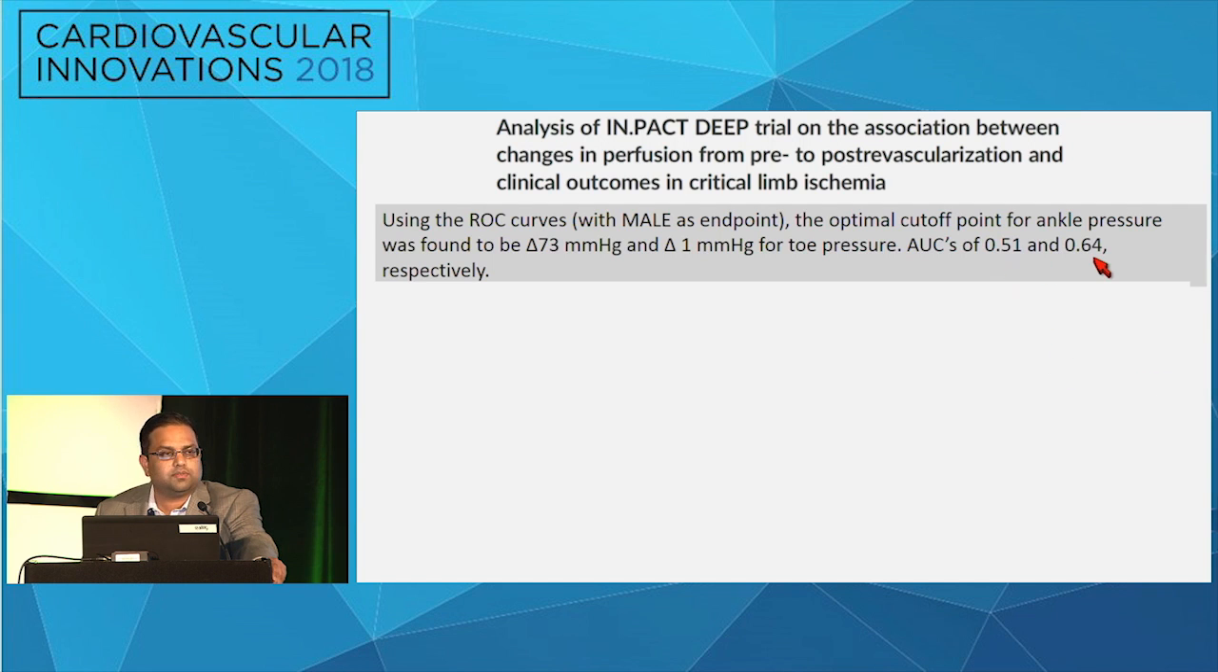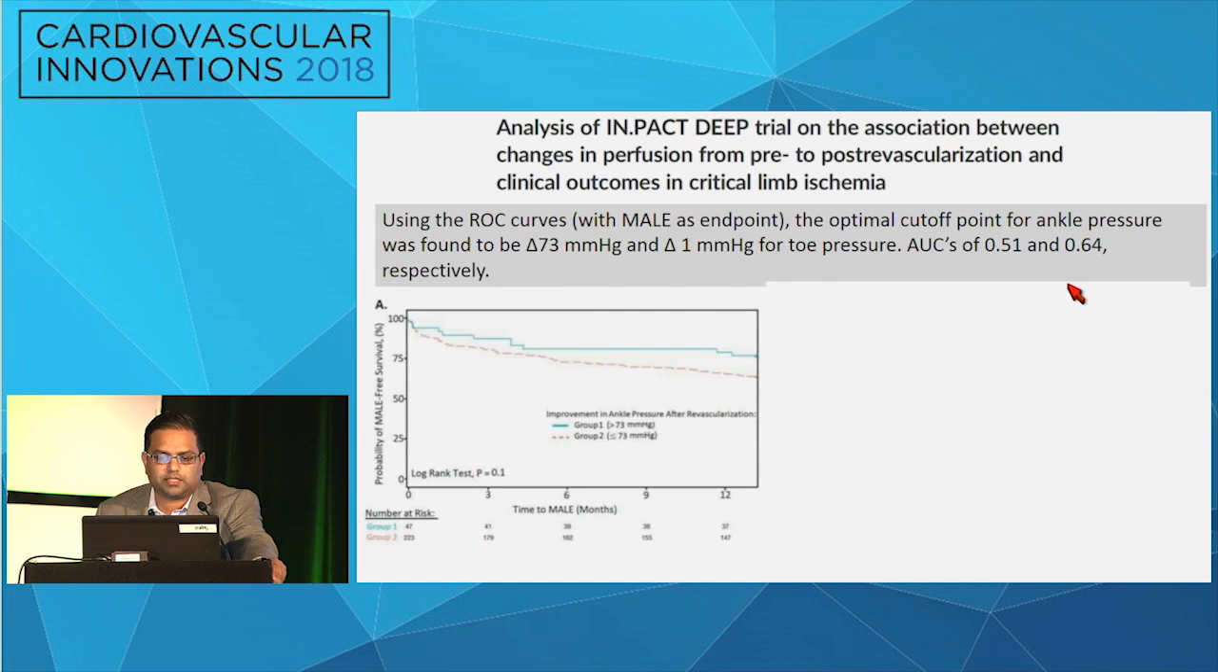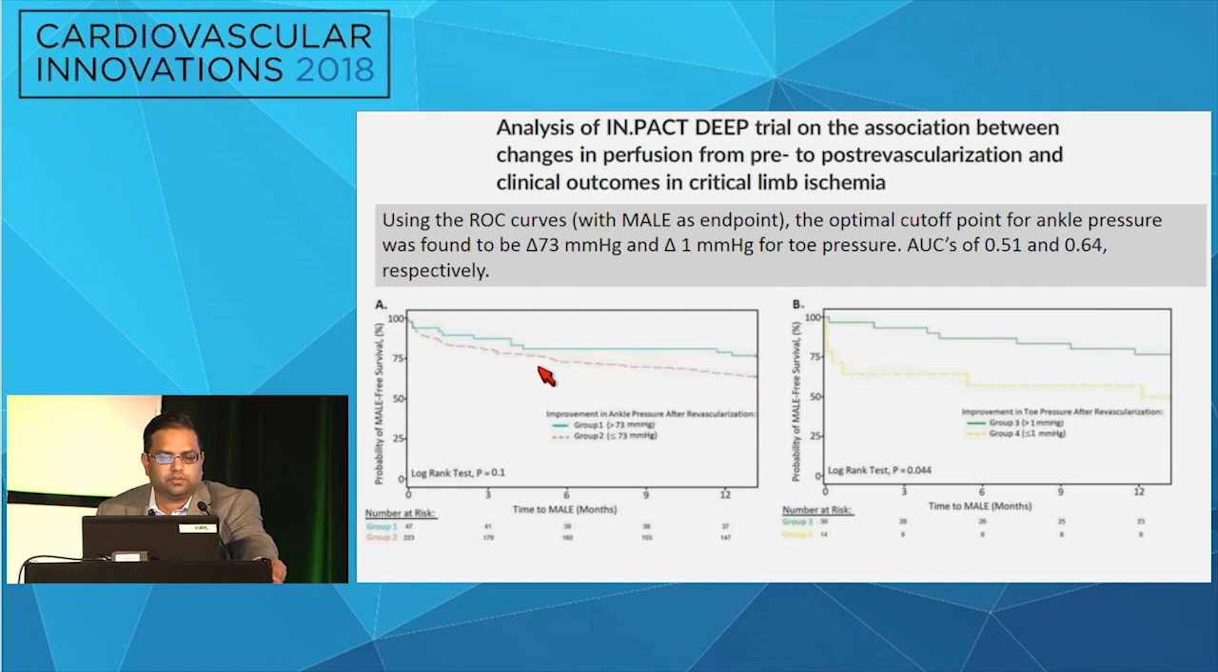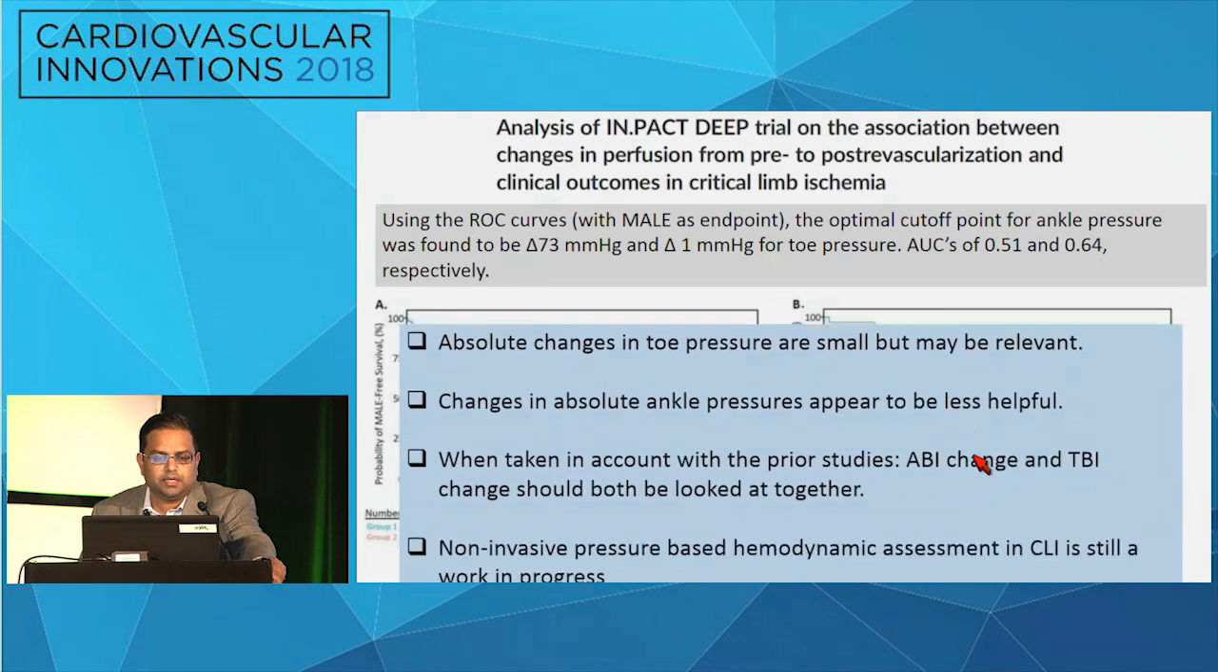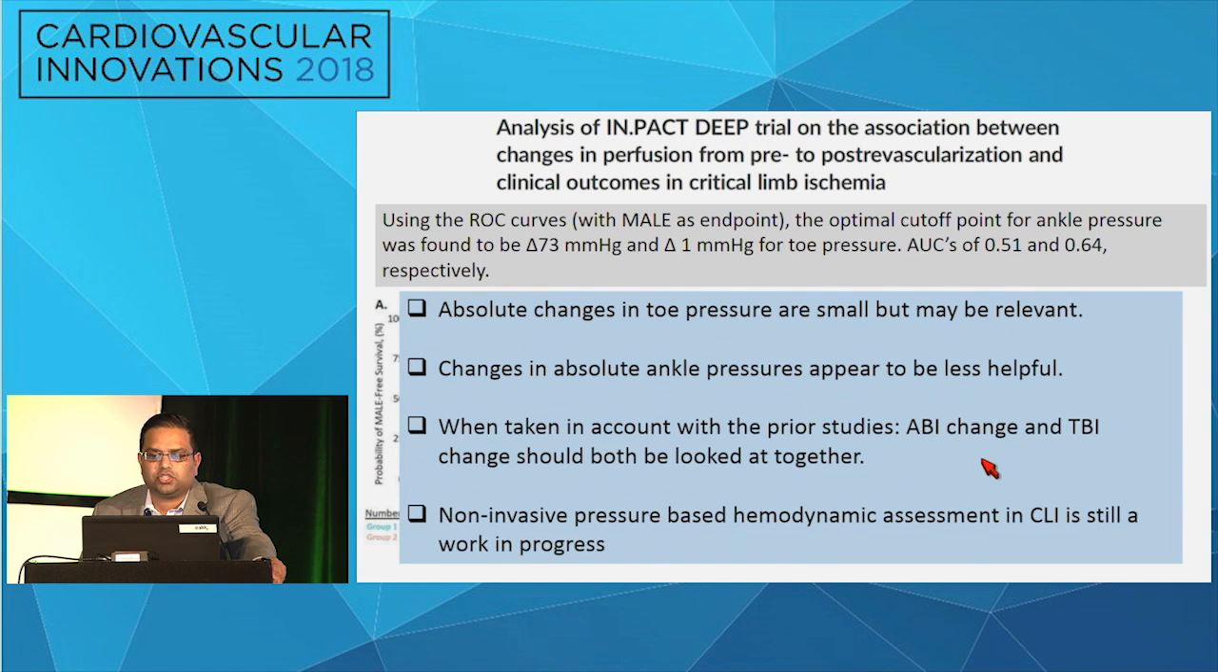The AUCs are relatively modest, 0.51 and 0.64, and that's reflected in the MALE-free survival, where if you had an improvement of more than 73 millimeters of mercury in your ankle pressure, there was some thought, or some trend that there was a benefit, but did not reach statistical significance. However, with toe pressures, if you increased it by 1, there was a benefit with respect to probability of healing. So what this tells us is absolute changes are small in toe pressures, but they may be relevant, and perhaps absolute ankle pressures alone are less helpful. So maybe taking it into account with an ABI change or TBI change is more helpful.